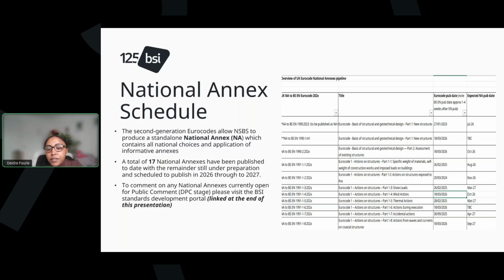Another thing we're doing within BSI to support planning is preparing a comprehensive list of all the published and forthcoming national annexes, and this will be made available. It will include key dates such as the expected publication timelines and the draft consultation periods for those national annexes at that stage, and the goal is to increase engagement and ensure a smooth transition for all users. And finally, on the last slide, if you could just move on to the next slide, please. Thank you.